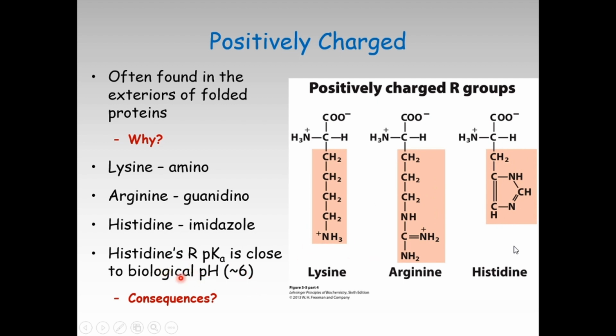Histidine has a pKa that is close to biological pH. It's about 6. We'll talk about what the pKa is and what the consequences of the pKa of side chains, or the R groups of amino acids, are a little later.